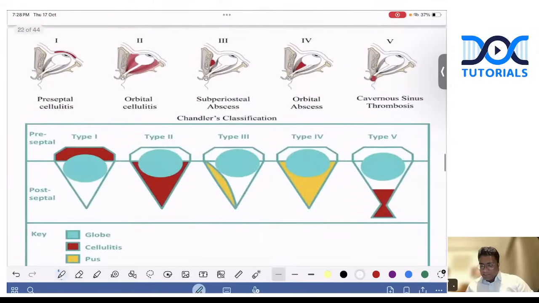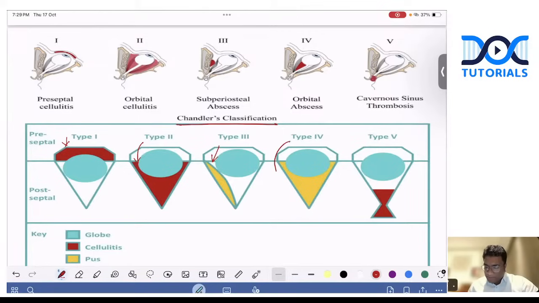We have the Chandler classification. If it is involving the preseptal area, that is type 1. If it is causing orbital cellulitis in the orbital area, only inflammation there, no pus, just inflammation, that is orbital cellulitis, type 2. If you see a subperiosteal collection, there is an abscess there, that is type 3.